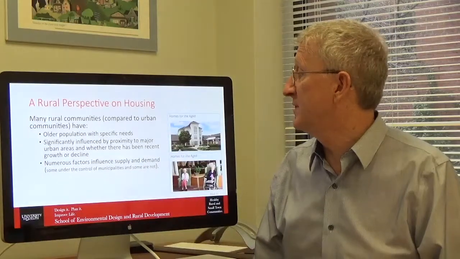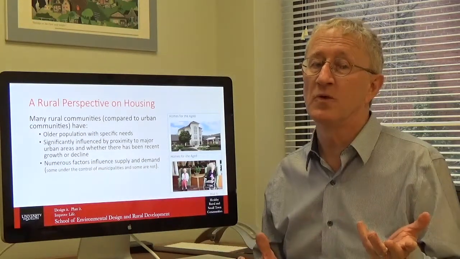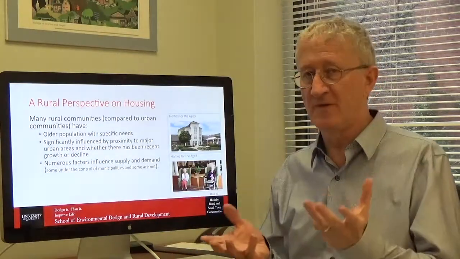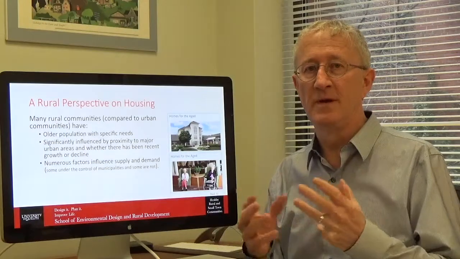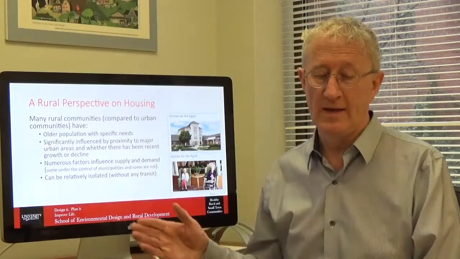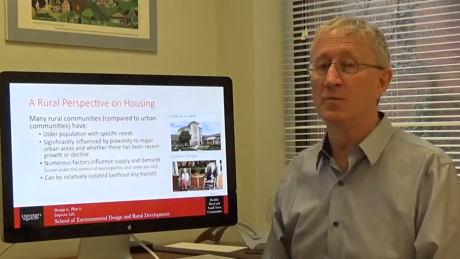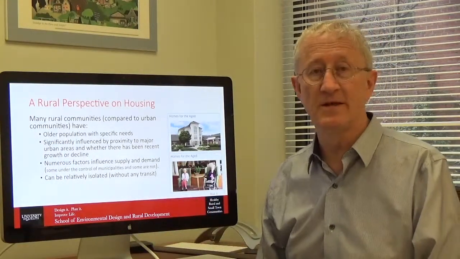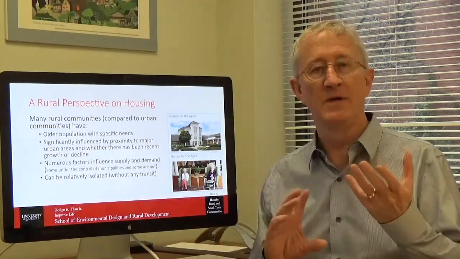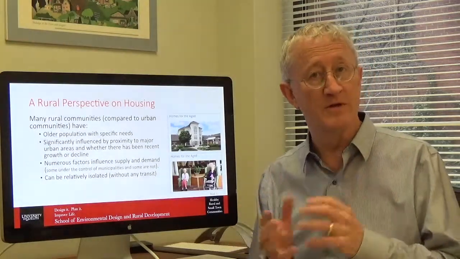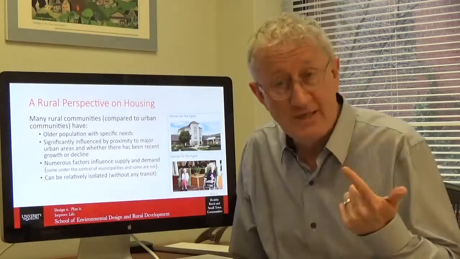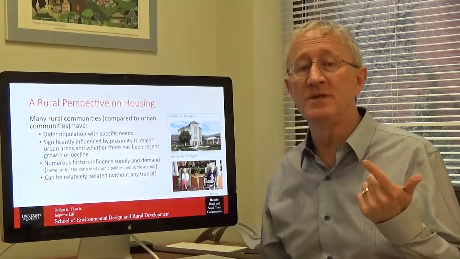Numerous factors can influence supply and demand, and some of these are under the control of municipalities such as land supply and availability, but other issues such as the developer's willingness to build or not build might be outside of the purview of municipalities to control. And we should also recognize that many rural people can live in relatively isolated situations without any transit to assist them. So again, if you're living in poverty conditions, your ability to have transportation for better paying jobs may be significantly limited.